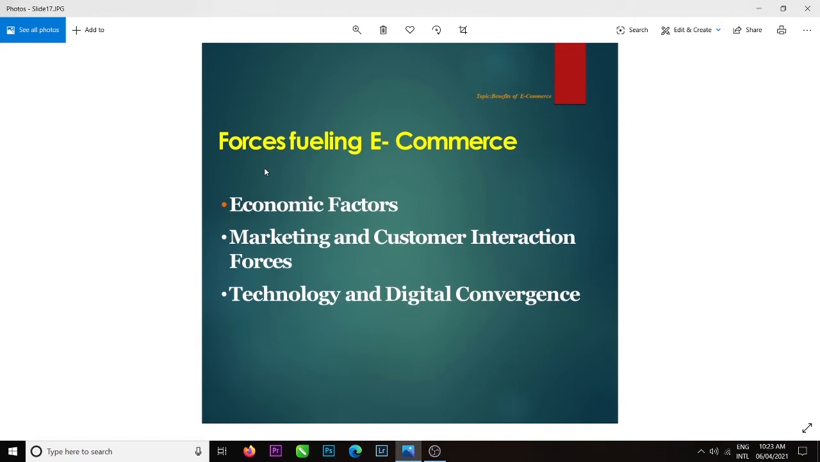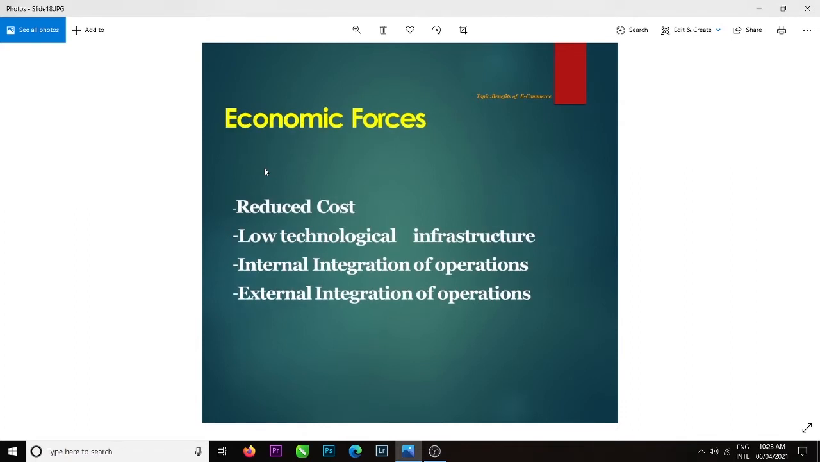Marketing and customer interaction. Marketing. The revolution of communication has changed the mindset and the habits of Indian people, who are able to access all the products, whatever they may be, through the internet. Technology and digital convergence. The 1991 reforms helped India to shift to e-commerce, where technology was opened to the private sector.